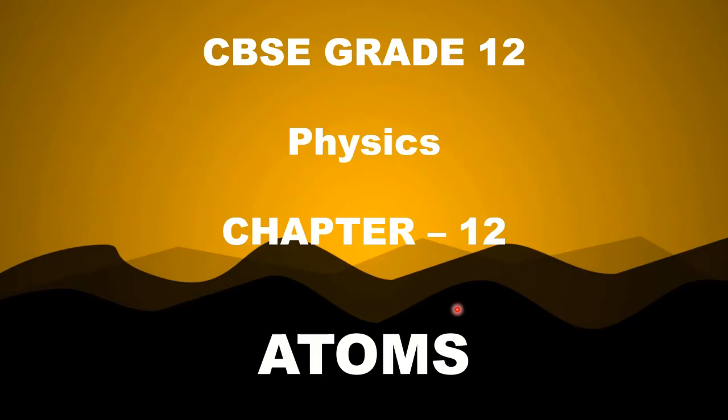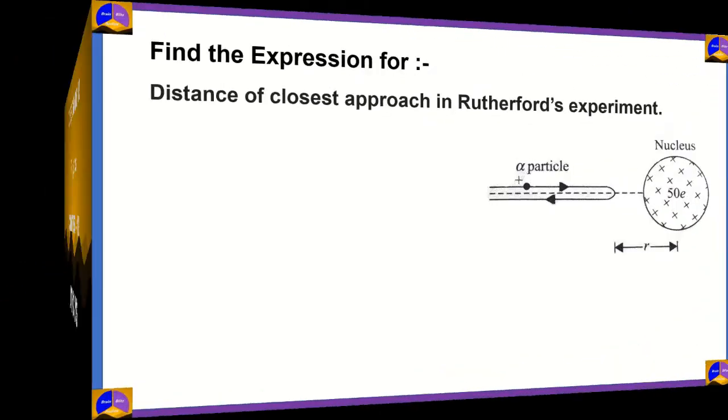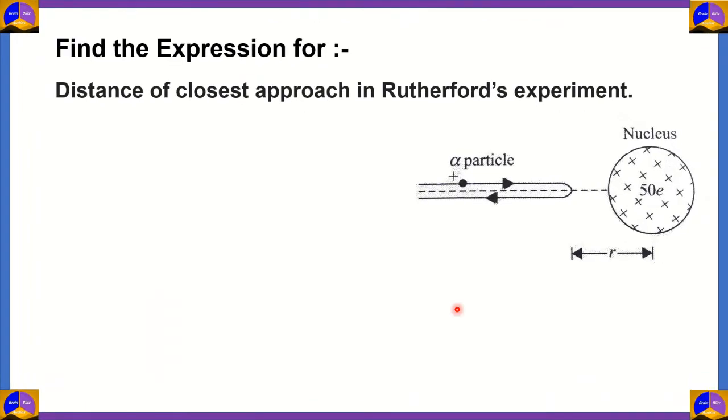Physics is all about derivations, and if you can remember those, then you don't need to remember the formulae, and you can use those derivations and formulae in order to solve most of the problems. So this is the first derivation that we'll find in the chapter Atoms. You need to find the expression for the distance of closest approach in Rutherford's experiment.